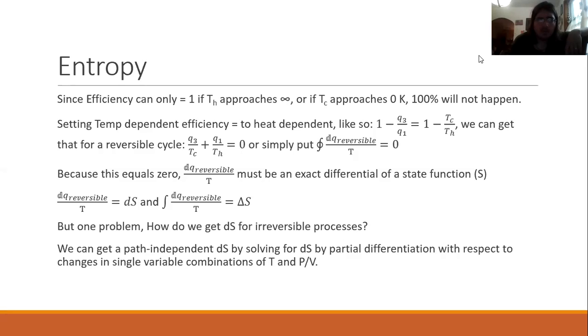So we could hypothetically calculate our efficiency by just comparing the temperatures. As 200 divided by 300 is 2/3, and 1 minus 2/3 is 33%.